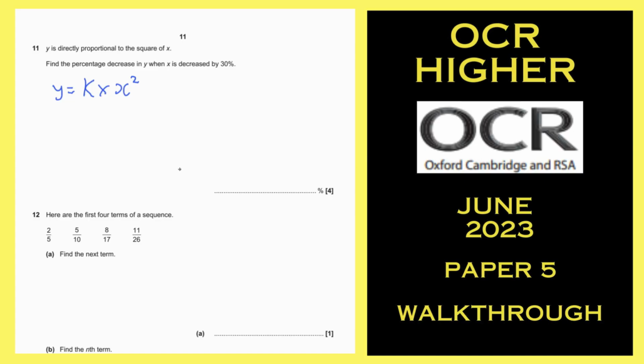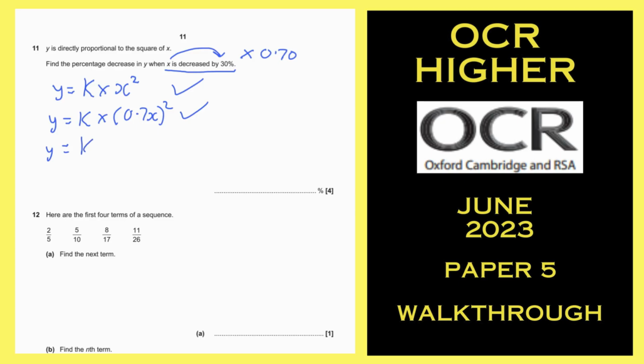Now, find the percentage decrease in y when x is decreased by 30%. Here's your logic. If you want to decrease a number by 30%, you have a multiplier of 0.7. You need to replace x with 0.7x, like so. 1 mark for the setup, 1 for the substitution.